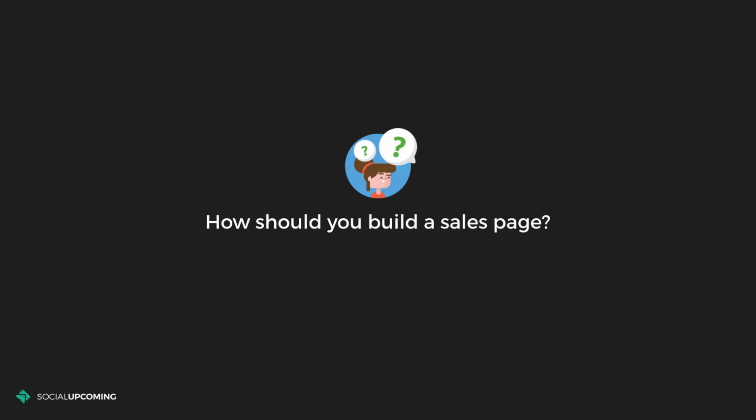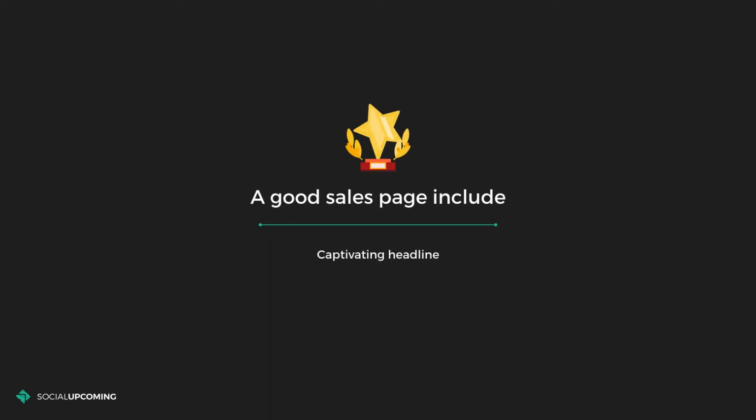But a sales page should primarily focus on one product, one service, or one package, and give information about the bonuses and content and so on. So let's take a look at the next slide, which is: every good sales page should include different things. And it should all start with a captivating headline.